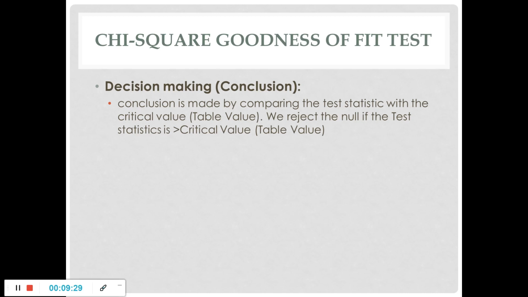In this way of making a decision, if the estimated probability is less than the level of significance, you reject the null hypothesis. So this is all about the chi-square goodness of fit test.